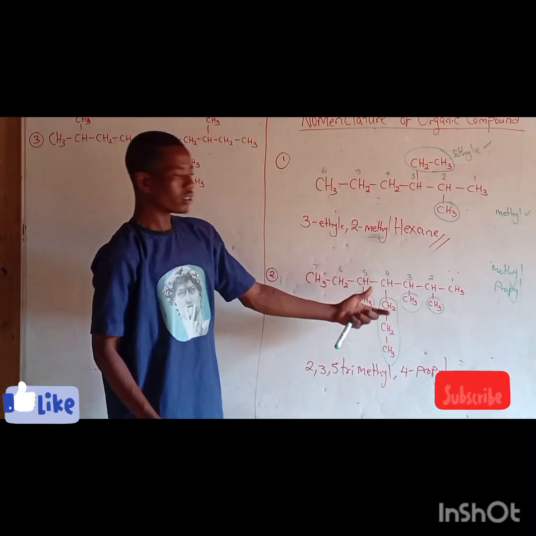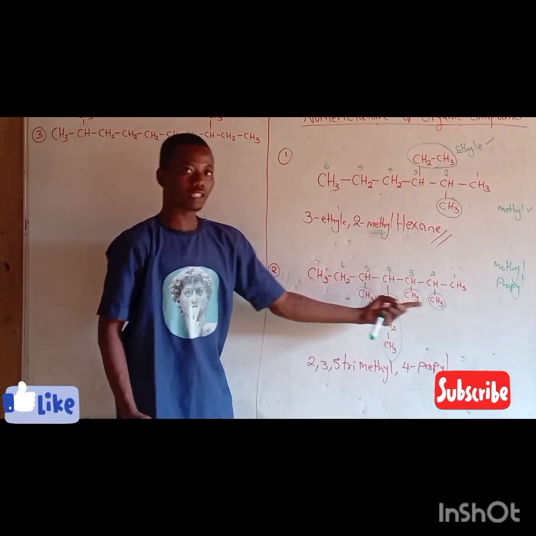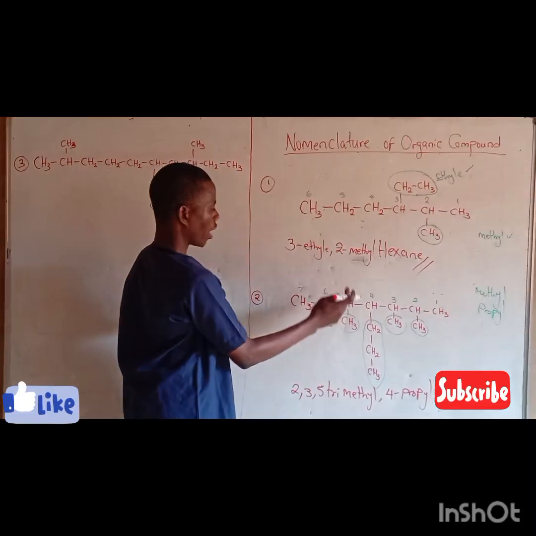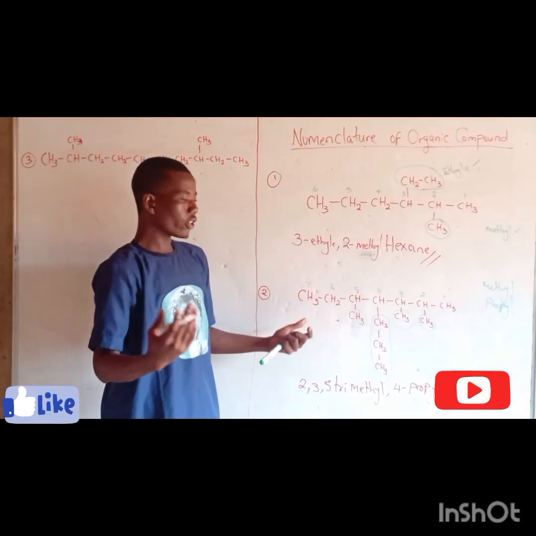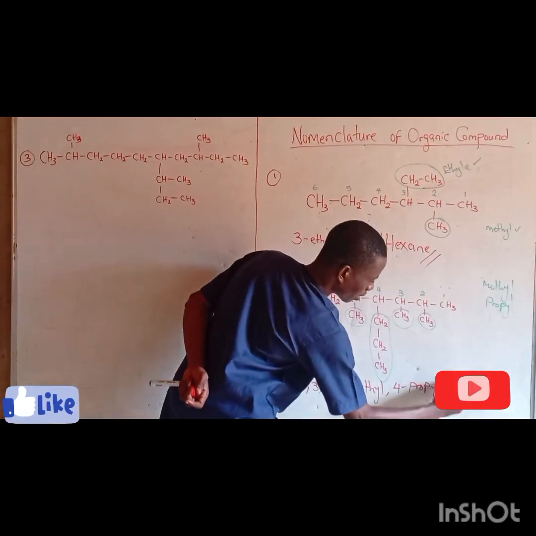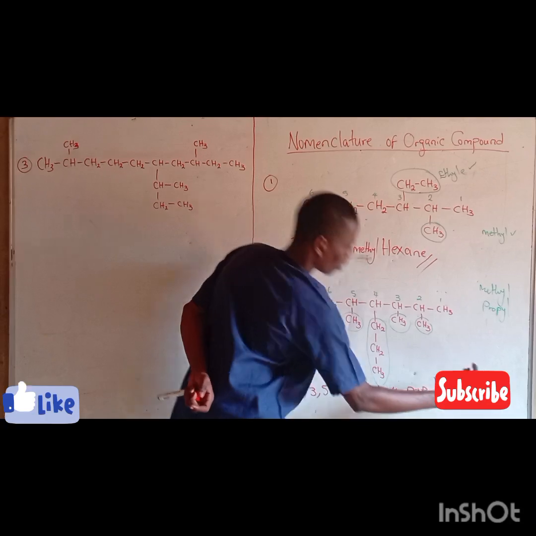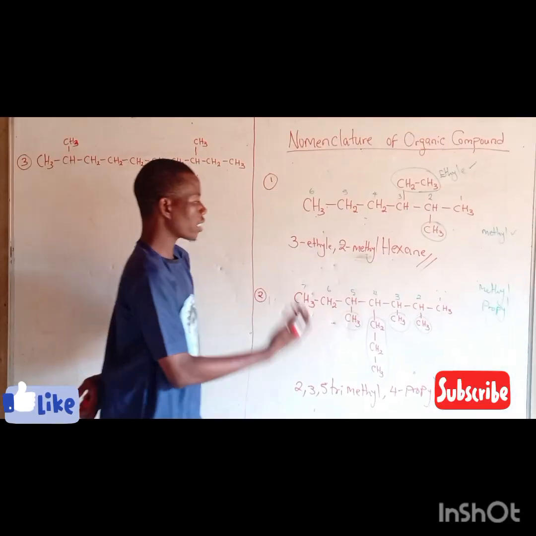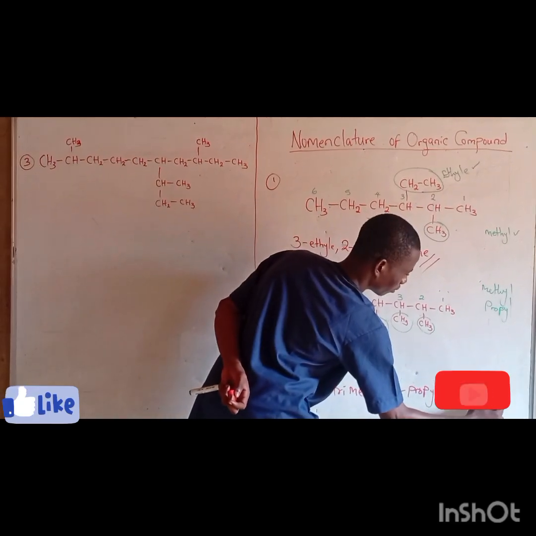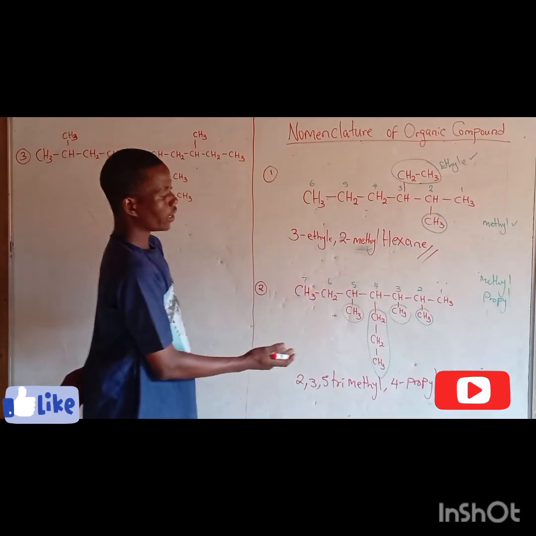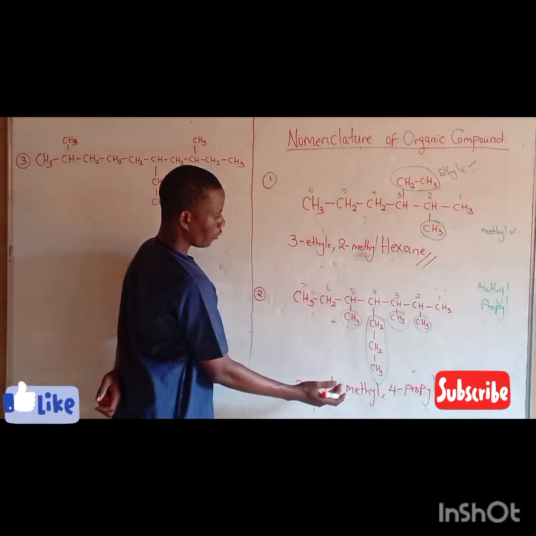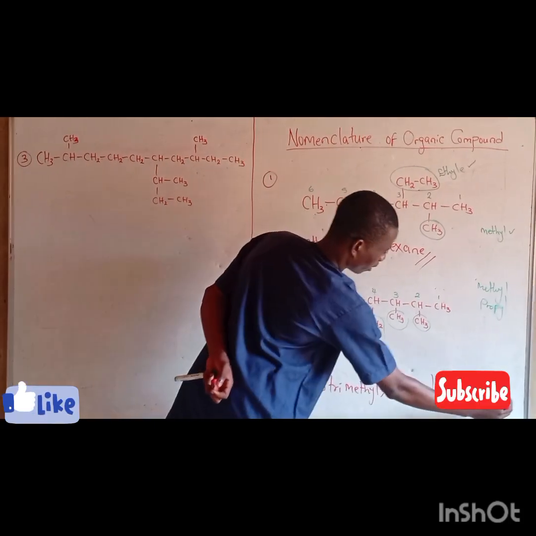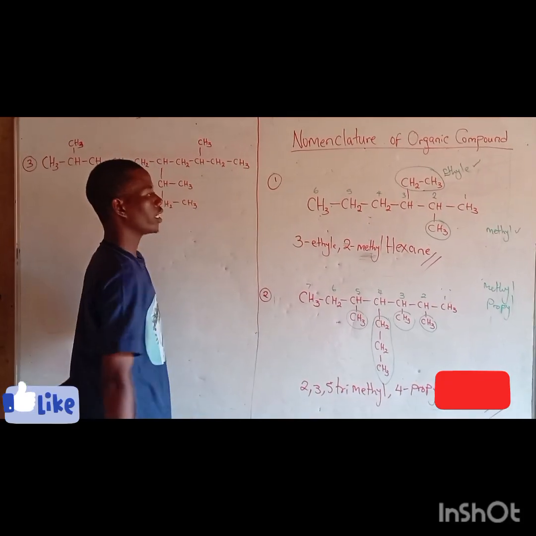Now you can name your compound because you have called all the attachments present in this compound, and the carbons are 1, 2, 3, 4, 5, 6, 7. I know that carbon 7 is what? Hept. Carbon 7 represents hept, and it belongs to the alkane family. That is what? Heptane. So the name of this compound here is 2,3,5-trimethyl-4-propylheptane. That is the name of this compound here.